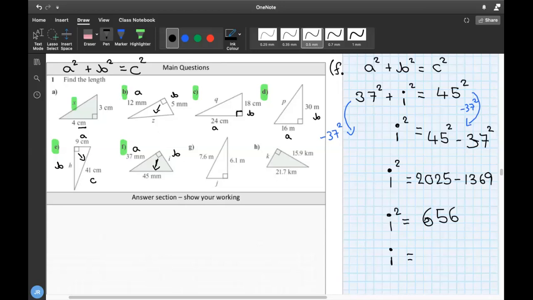So we get our calculators out. There's a square root of 656. Just a reminder there, we square rooted and square rooted. And here we're going to get 25.612.